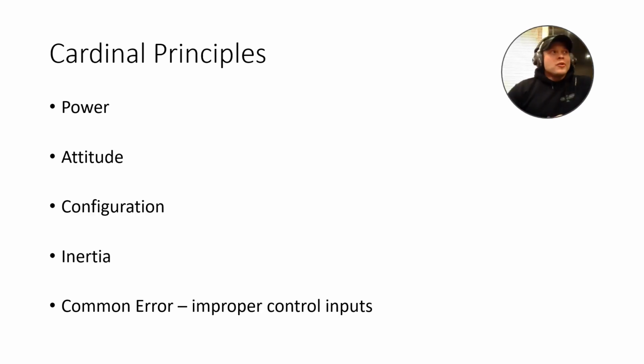Now let's talk about the cardinal principles of a go-around. There's power, attitude, configuration, and we want to talk about inertia. As we're coming to land, we should be in a stabilized approach configuration, maybe flaps down, gear down, 500 feet per minute rate of descent, pitch, power, trim, hands off. You should be very comfortable and settled into your landing configuration. If you're not, go around.